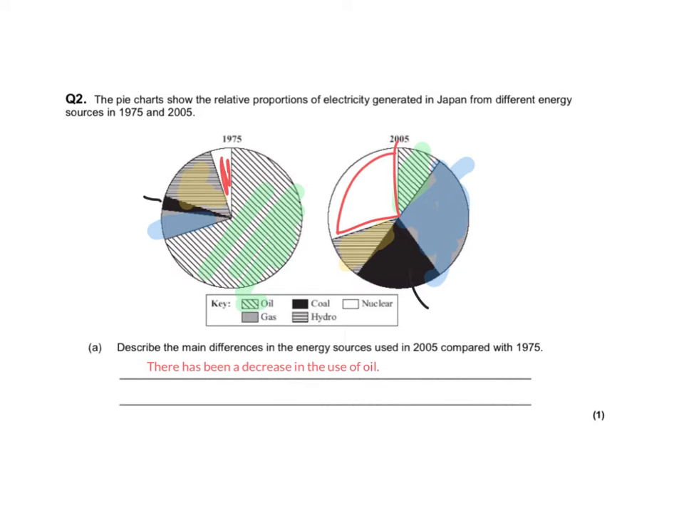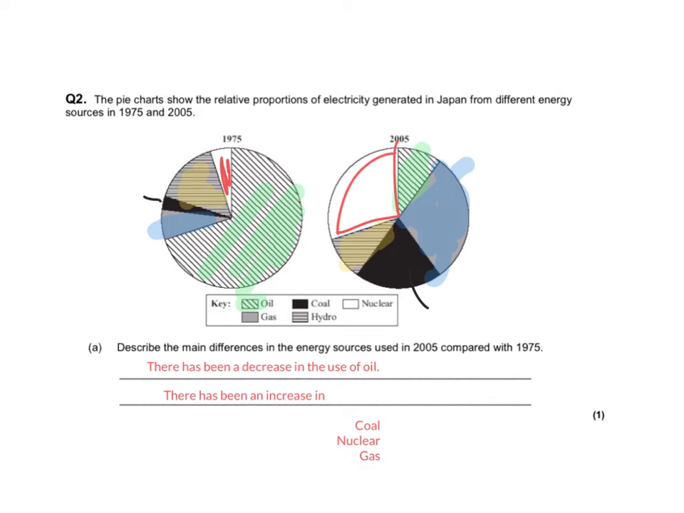So actually to talk about the main differences, the first thing you need to do in order to get the mark is to say the main difference is that we've got a decrease in oil. Oil was being used for a huge amount in the green bit, whereas now it's used for a much smaller part. So a decrease in oil on its own would not get you a mark, but that's the first bit you need to include. We need 1 more point after this in order to be able to get the full marks of the question.